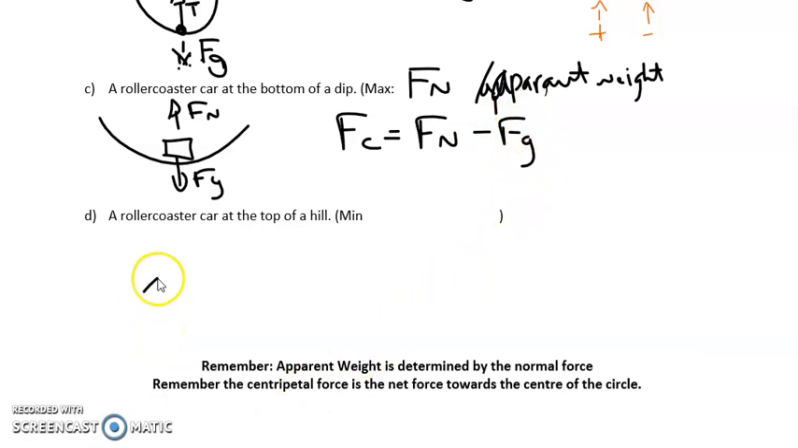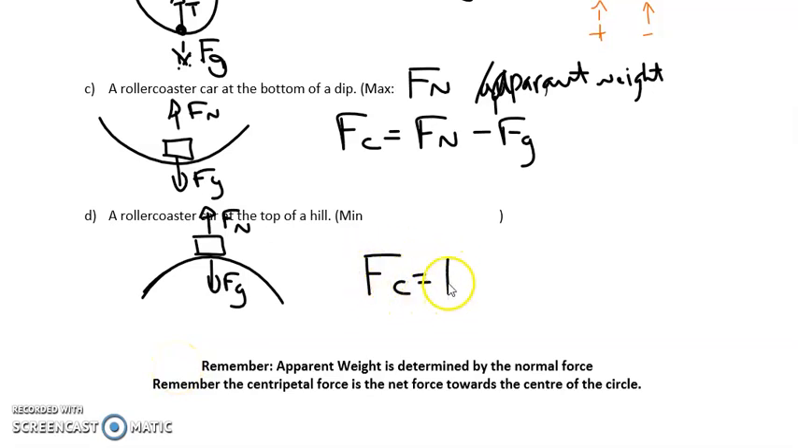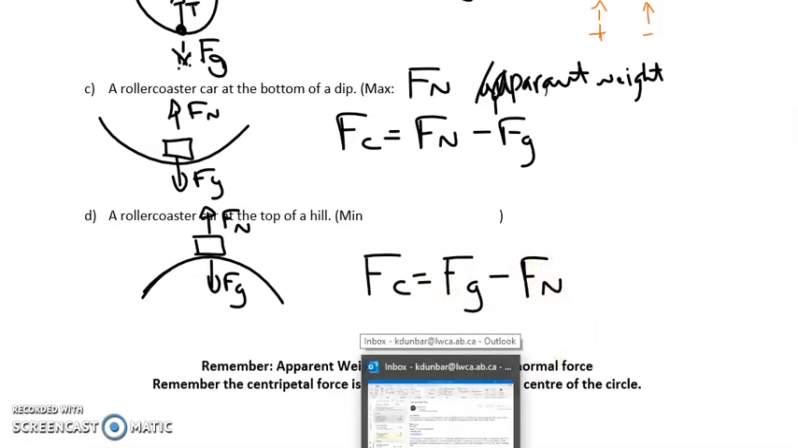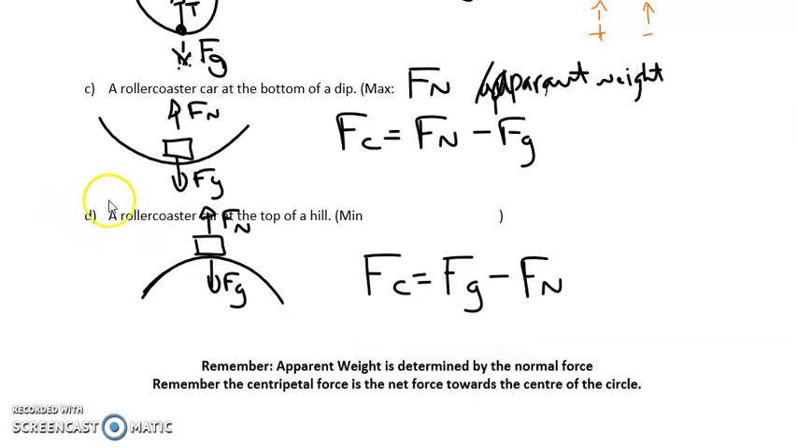Whereas if it's at the top of a hill, you've got the force of gravity pushing it towards the middle, and you've got the normal force keeping it up at the top. And so the centripetal force is the force of gravity minus the normal force. You see how each one of these is different? Each one, you're just finding the formula based on your free body diagram. And this is where you're going to see the minimal normal force or apparent weight.